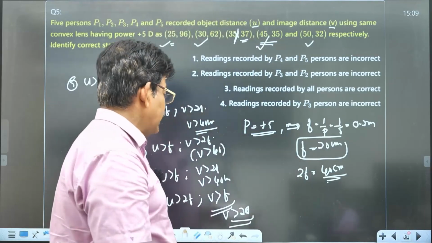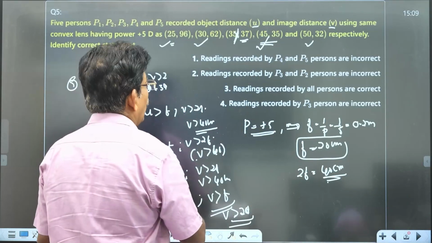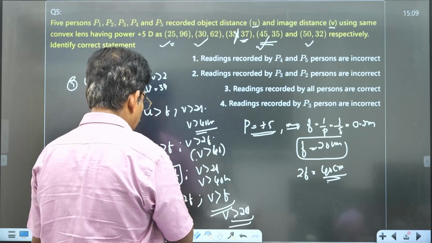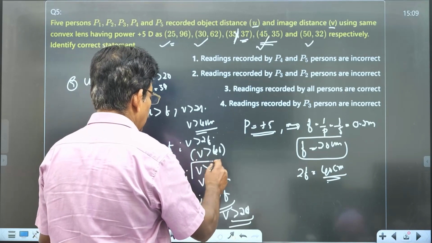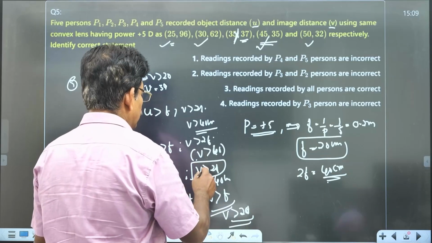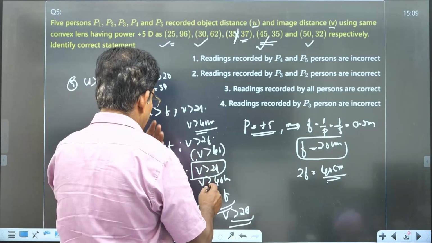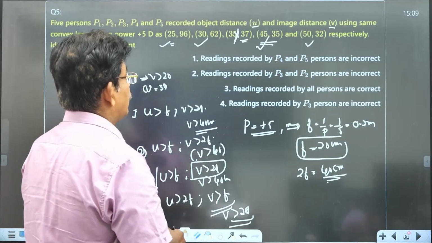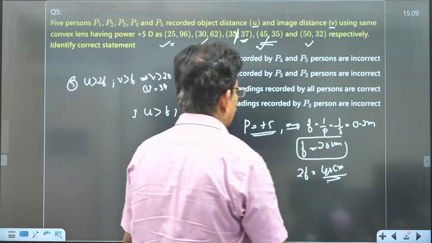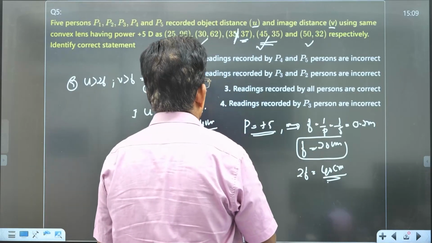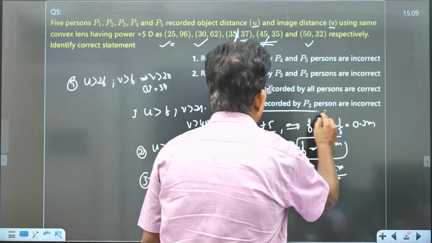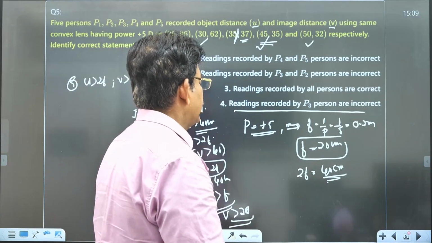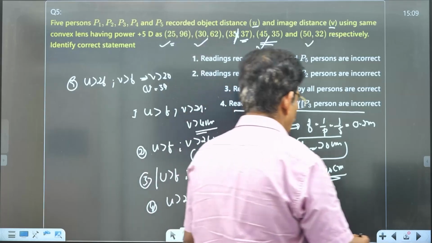I explain once again the P3 case. In P3 case, object distance is given to be 30. That is more than F, more than 20. Therefore, according to image formation, V should be greater than 2F. We should be more than 40 centimeter, but it is less than 40 centimeter. So this case is not possible. So what is the answer? Reading P3 cannot be possible. It is incorrect. So our option is 4.